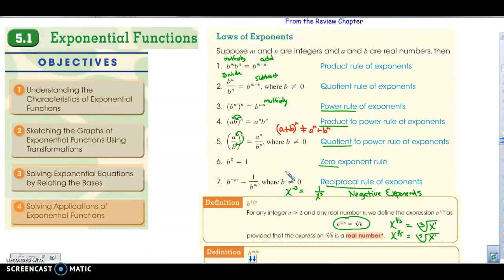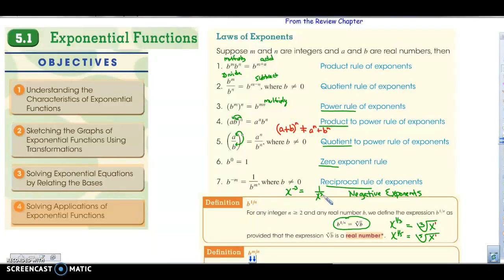The zero exponent rule says anything raised to the zero power, except zero itself, is equal to 1. The reciprocal rule, or sometimes referred to as the negative exponent rule, says that when we have a base raised to a negative power, we can rewrite it as 1 over that same base raised to a positive exponent, a positive power. So for example, x to the negative third power would be equivalent to 1 over x to the positive 3 power.